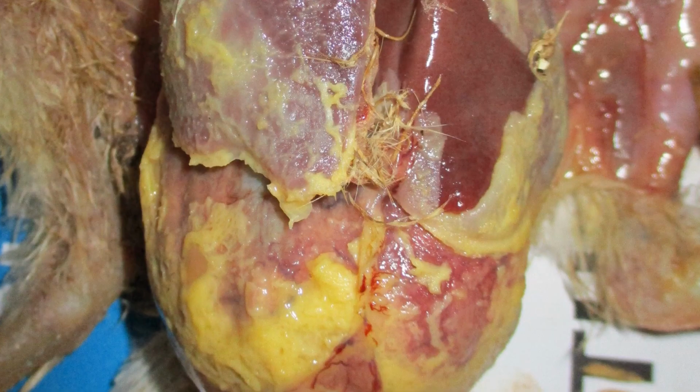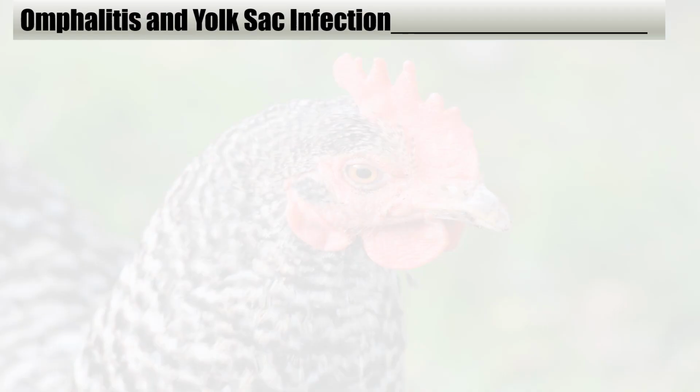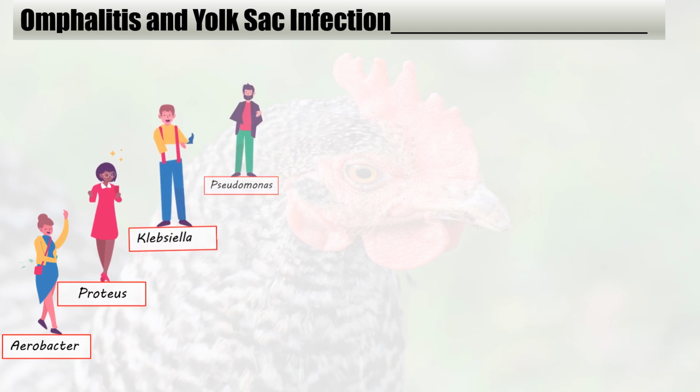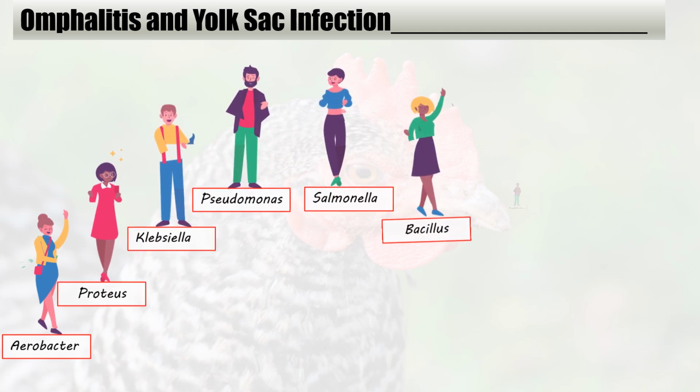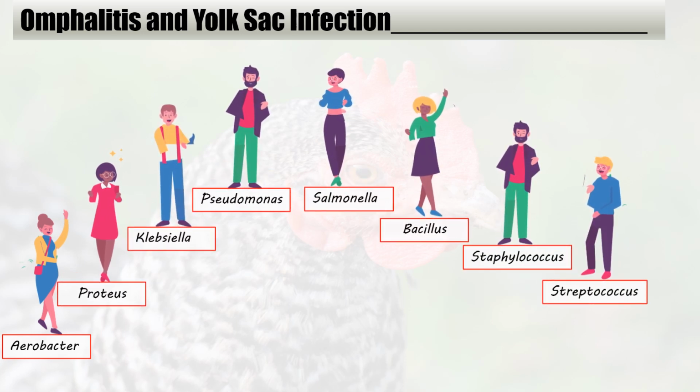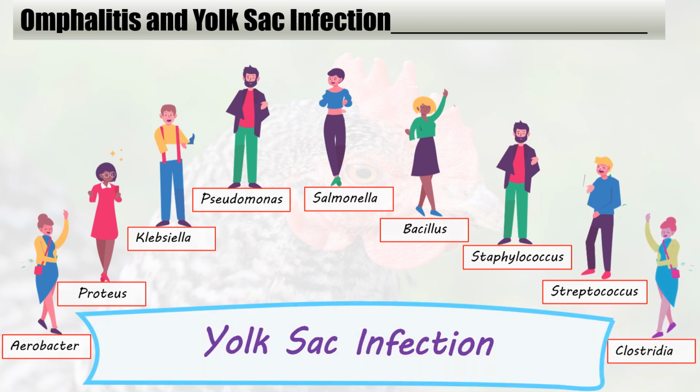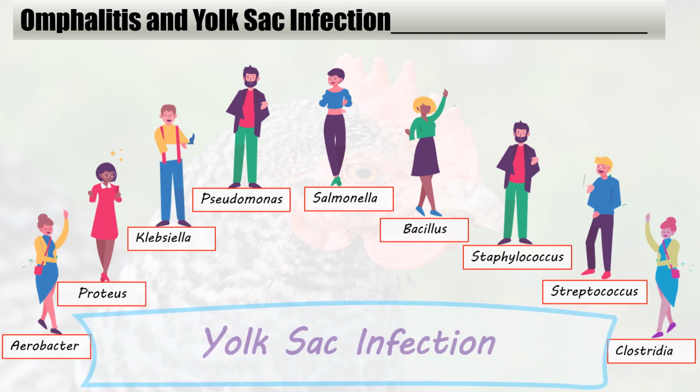Abnormal yolk material and peritonitis is typically seen on necropsy of birds with an E. coli infection of the yolk sac. A great variety of other organisms such as species of Aerobacter, Proteus, Klebsiella, Pseudomonas, Salmonella, Bacillus, Staphylococcus, enteric Streptococcus, and Clostridia are frequently isolated from yolk sacs of embryos and navels of chicks, most likely as mixed infections.